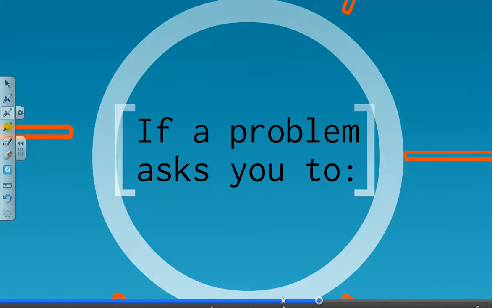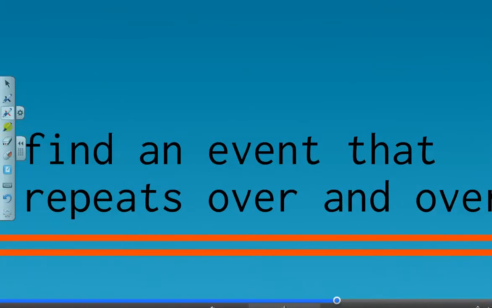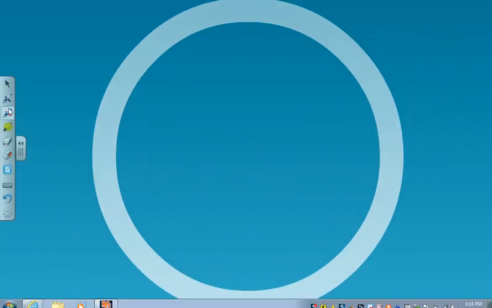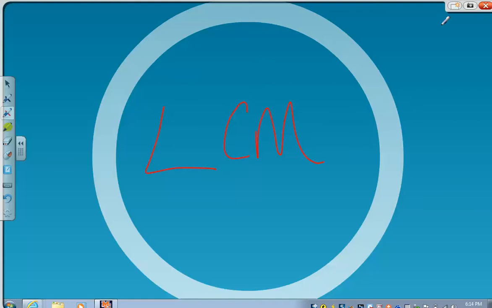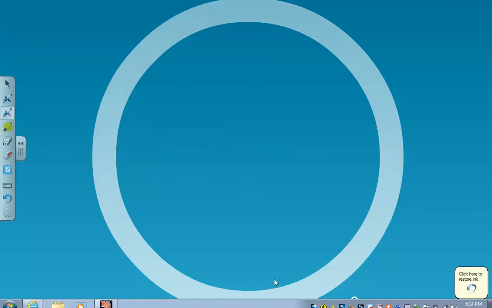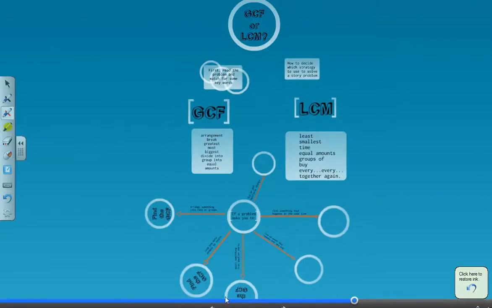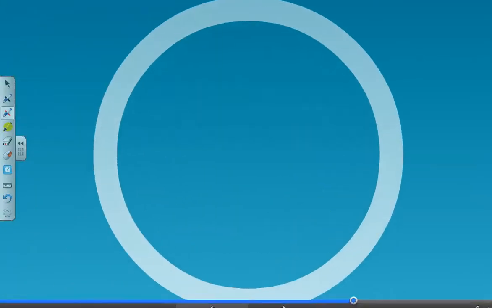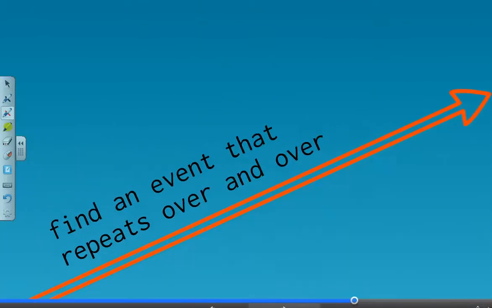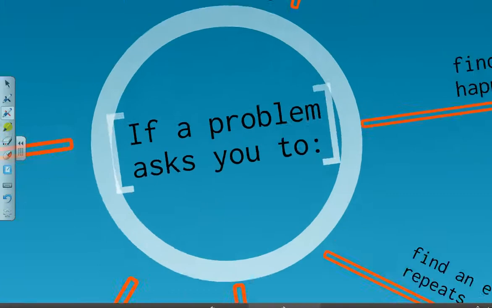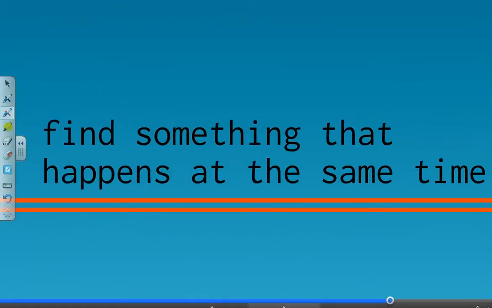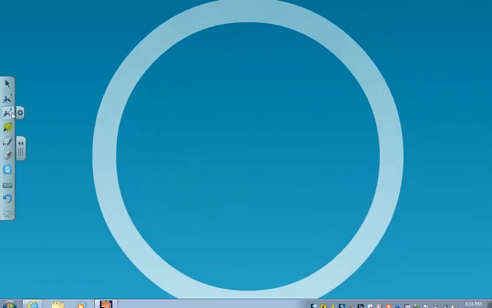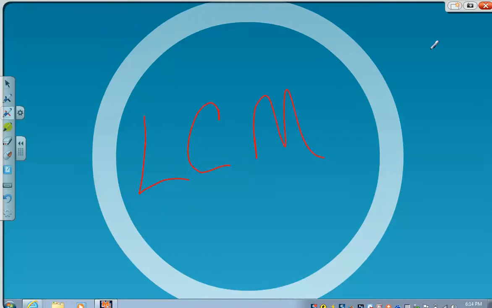All right, what about if a problem asks you to find an event that repeats over and over? That repeating thing, coming together again, that is going to be LCM. Let's try that again. Find an event that repeats over and over again. That's LCM. What if the problem asks you to find something that happens at the same time? So something started at the same time, when is it going to happen again at the same time? Well, that also is LCM.